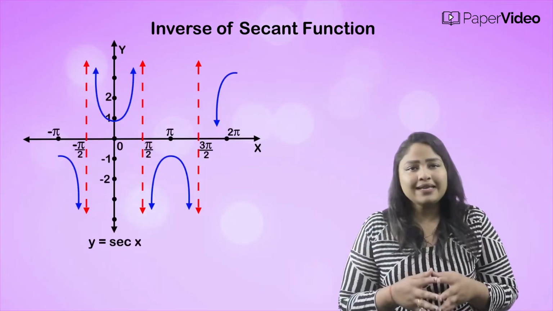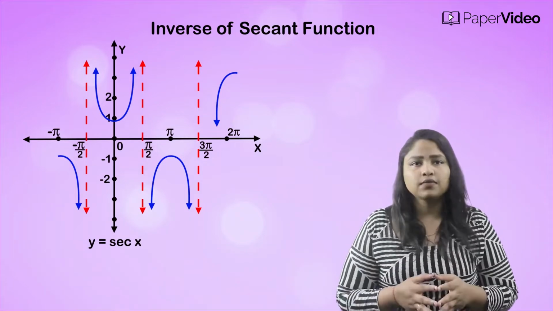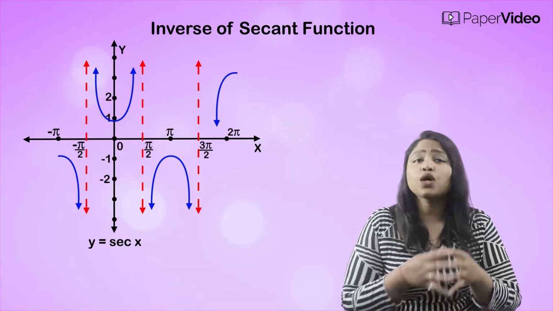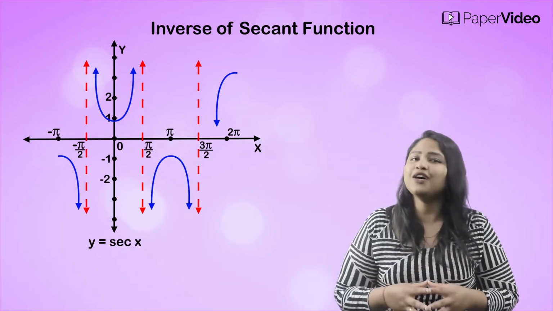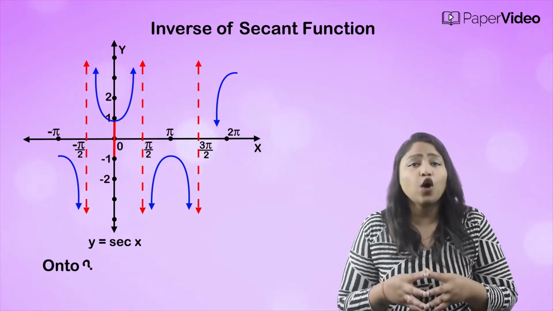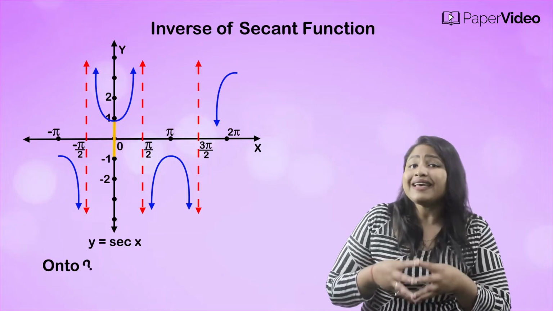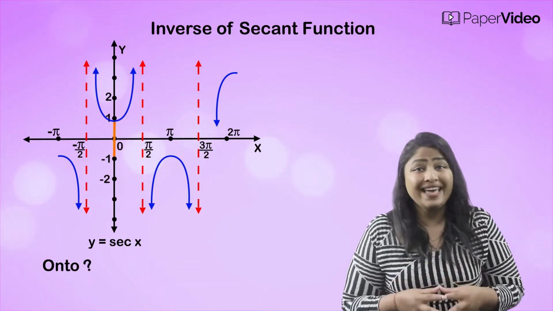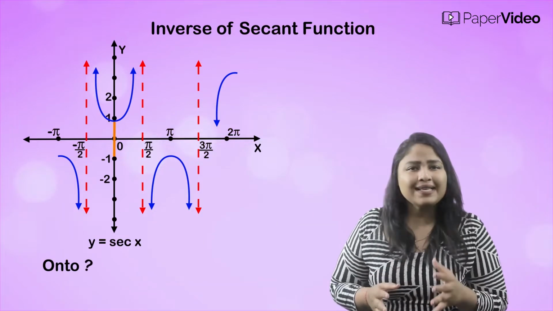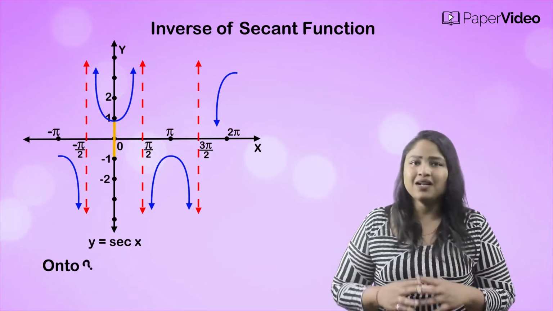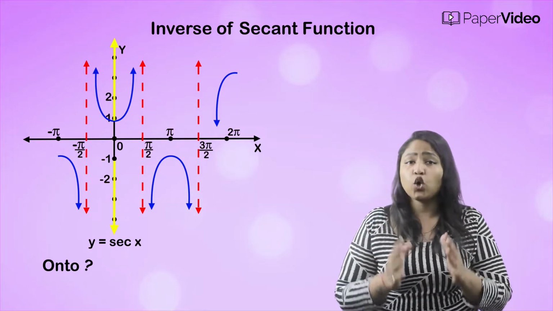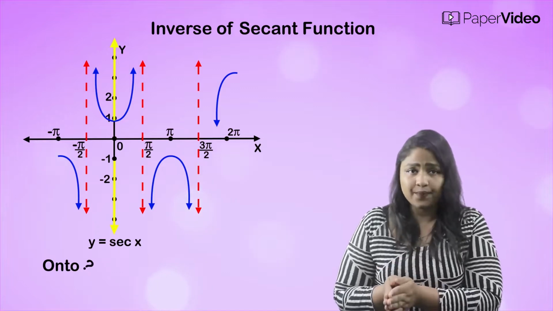Now let us check whether the secant function is invertible or not. We know that if a function is a bijection, which means that it is both 1, 1 and onto, then the function is invertible. First, let us check whether the secant function is an onto function. Since sec x equals 1 upon cos x, it assumes all real values except minus 1 less than sec x less than 1. Therefore, the range of the secant function is all real numbers except open interval minus 1, 1.